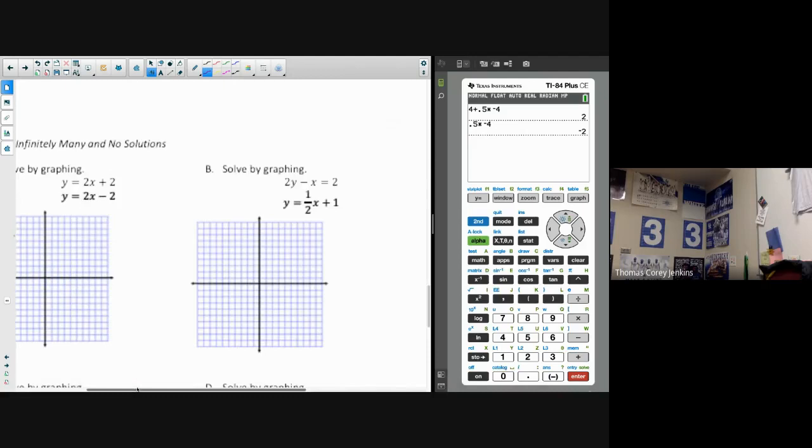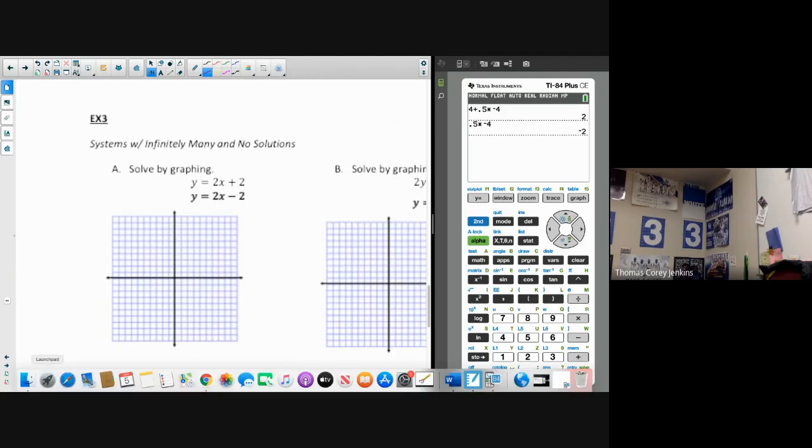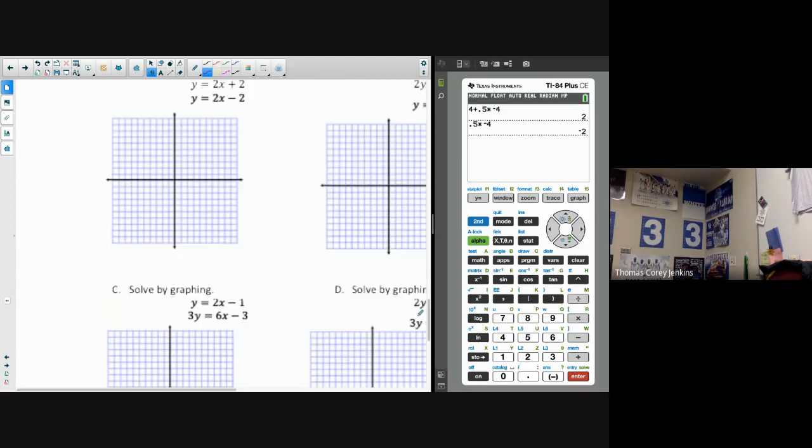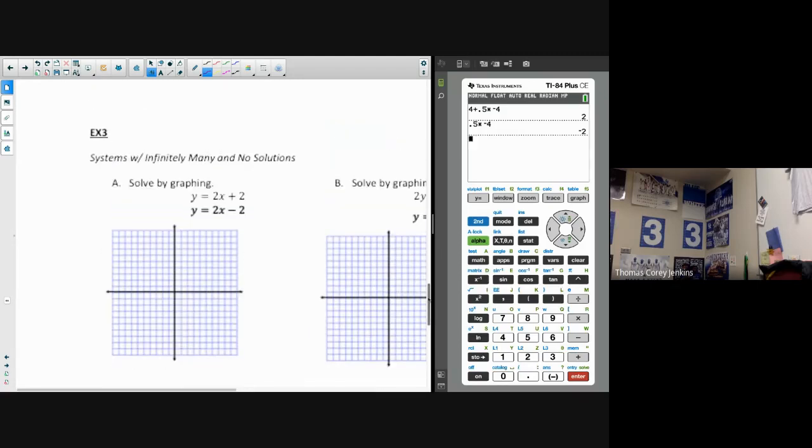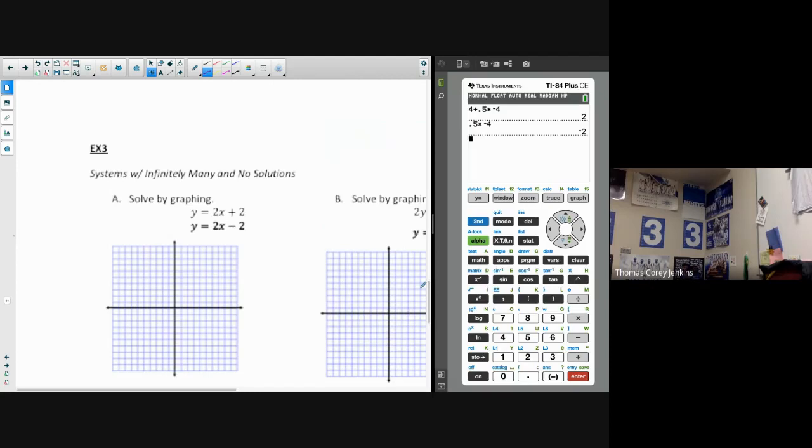All right, so last one, we will look at some IMS and no solutions, what those look like. So let's just look at A and B. All right, so let's graph the top one in blue. Okay, so we're going to start at 0, 2, because B is 2, and then M is also 2, so that would be up 2, right 1. And so then we have our line.